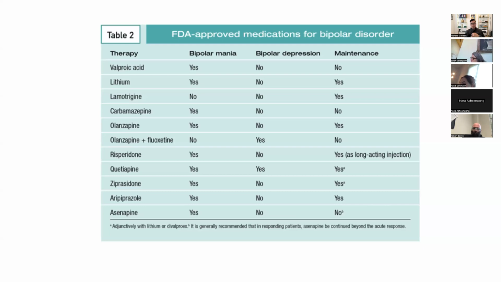Aripiprazole, partial agonist, bipolar mania, even though people do use it sometimes for bipolar depression. Yeah, it's been studied and hasn't really worked. And for maintenance also. Asenapine, I've never personally used, but I heard that it comes in sublingual form. I don't know why a patient would want to take sublingual over a pill. I've never used it.